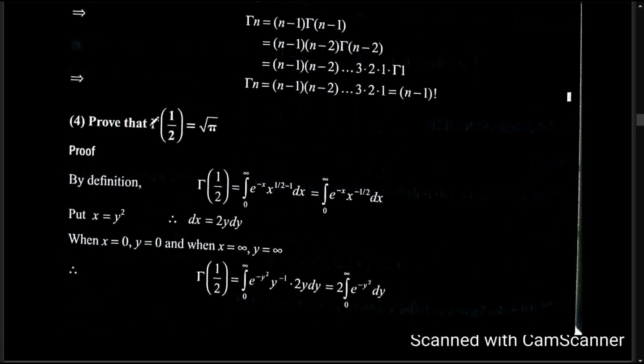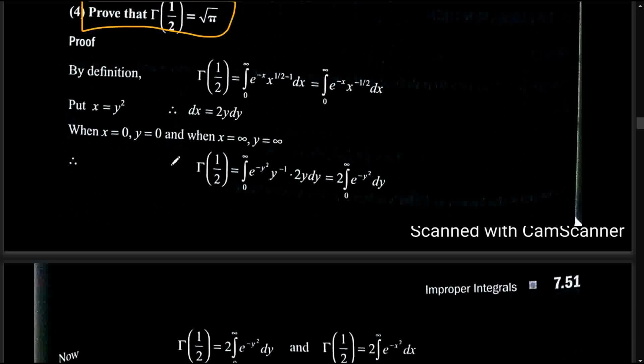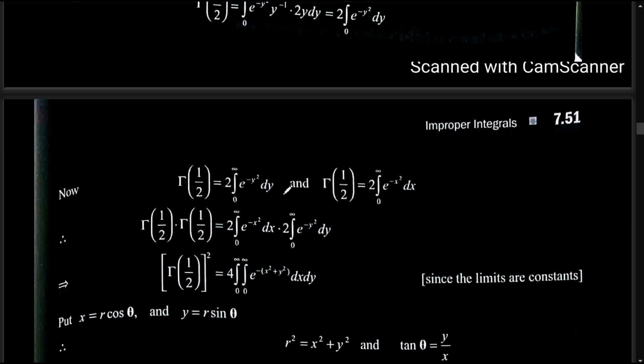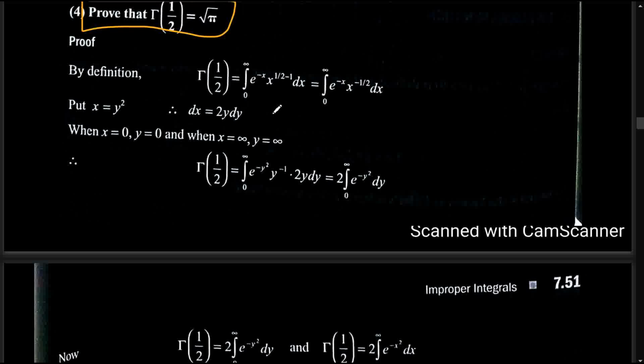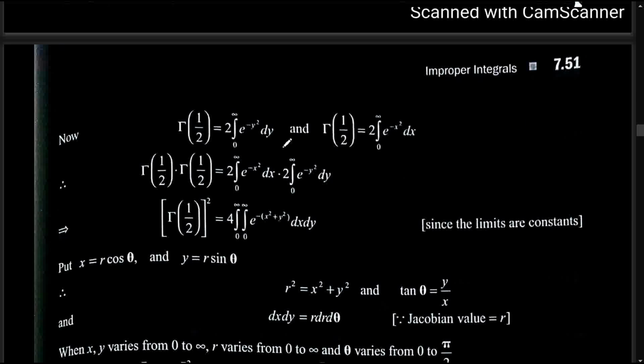And now this is a somewhat important proof that may sometimes be asked in examinations: to prove that gamma of 1 by 2 is equal to root of pi. First they take x equal to y square, then differentiate, and solve it. They also change the limits, and now we get this.